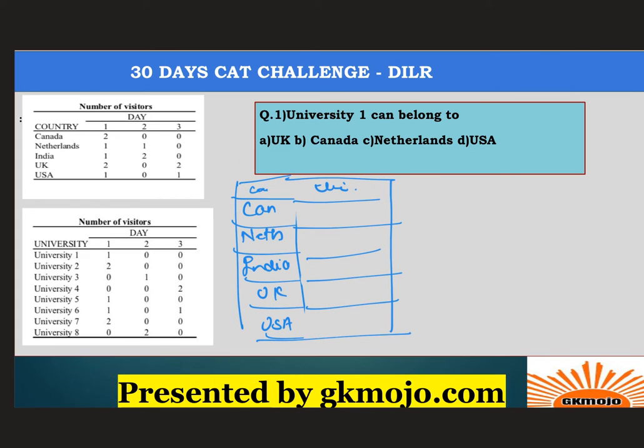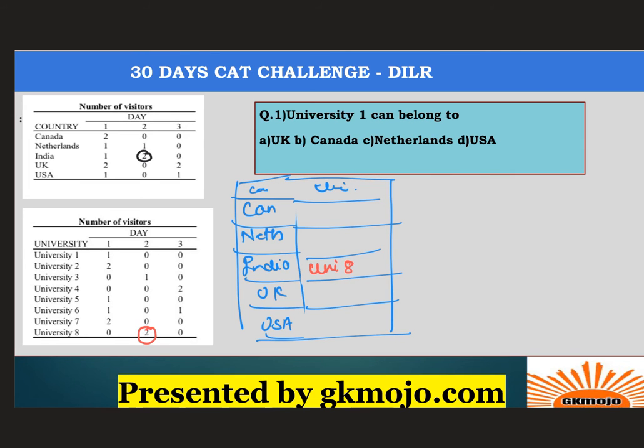The way to begin this is to look out for India. India is the only country which sends 2 visitors on day 2. And even in the day 2 table of universities, you can see that university 8 is the only university to send 2. So definitely university 8 belongs to India. This is how you need to decode things.